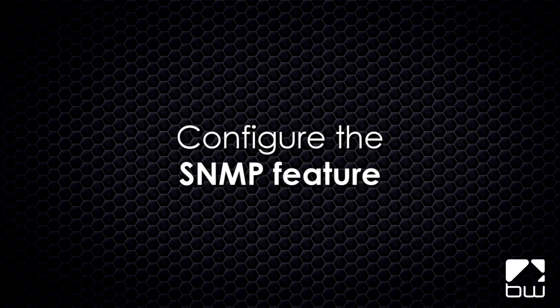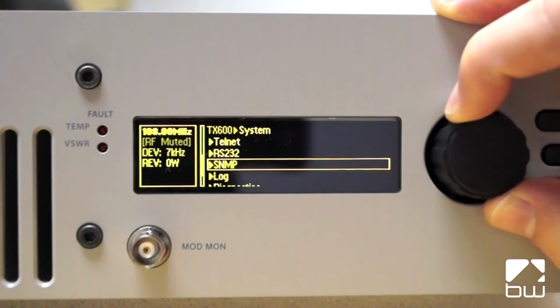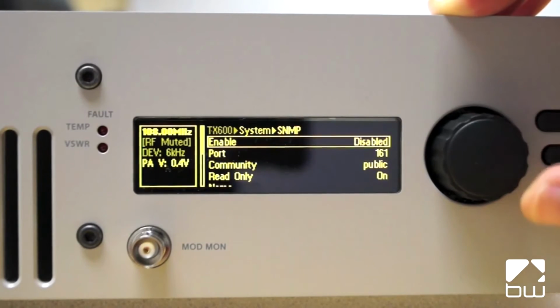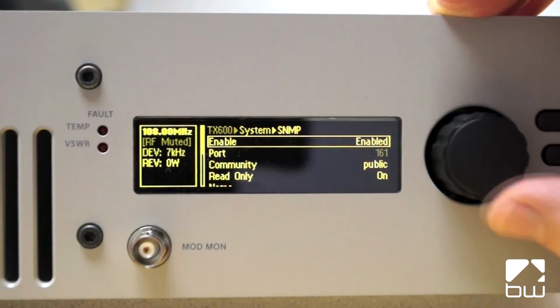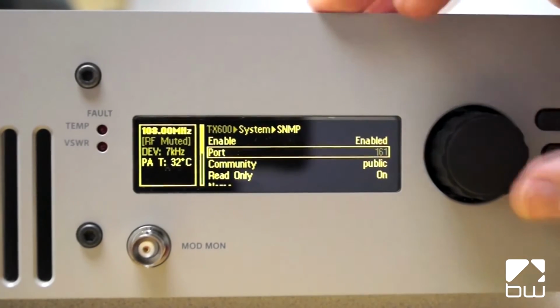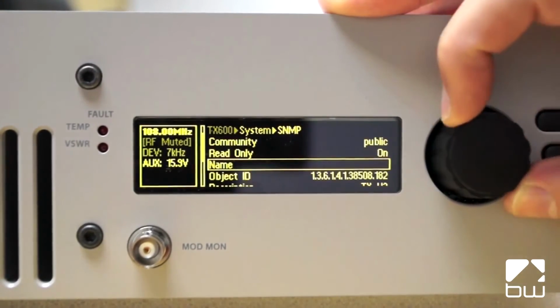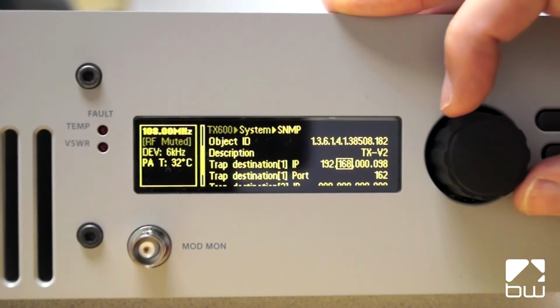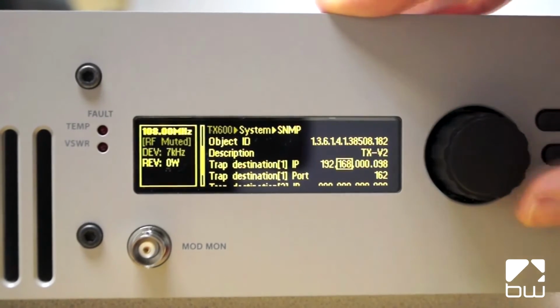To do this, navigate to SNMP in the System menu, make sure it's enabled. The default port number is 161, so make sure your network allows traffic on that port. Scroll down to Trap Destination IP and enter the IP address of the computer that runs your SNMP management software. The default port number will be 162, which should also be open on your network.